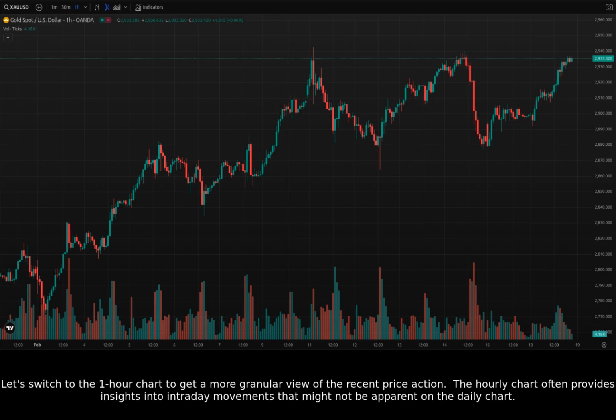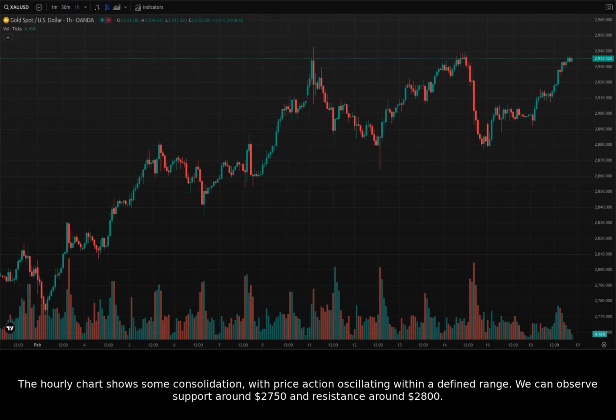Let's switch to the 1-hour chart to get a more granular view of the recent price action. The hourly chart often provides insights into intraday movements that might not be apparent on the daily chart. The hourly chart shows some consolidation, with price action oscillating within a defined range.